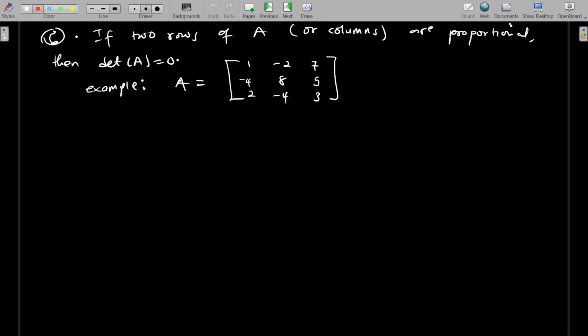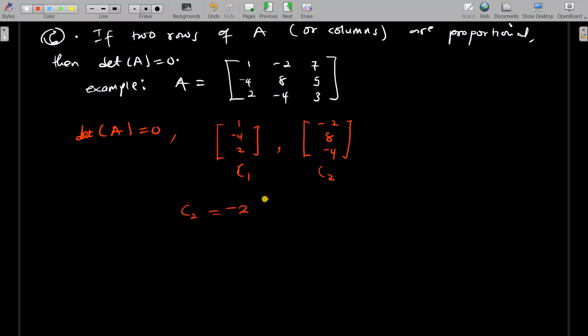Now, if you look at what this is saying, if I have two rows, let me pick this A. The determinant of A should be 0, and the reason is because column 1 is 1, negative 4, 2, and column 2 is negative 2, 8, negative 4. If you look at this very carefully, this is column 1, C1, this is C2. Realize C2 is equal to negative 2 times C1. So they are in proportion, right? One is equal to the other. And if I find the determinant of this using cofactor expansion, I should get 0 because of this property.